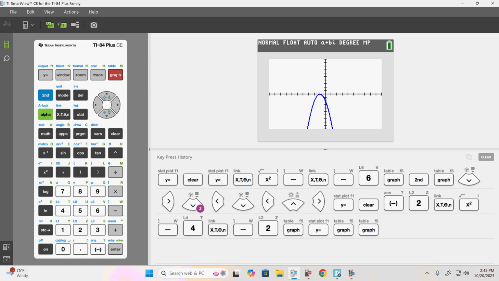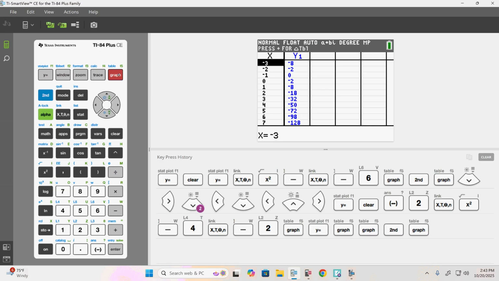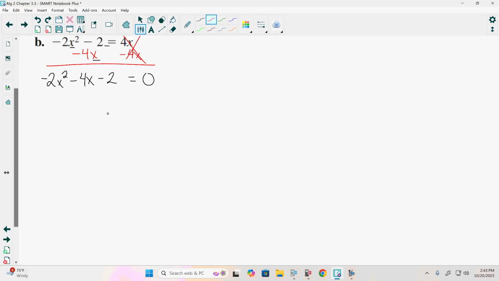Now we can count the hash marks, or we can go second graph and see what values of x are going to make the y value be 0. And there's going to be one spot for this here, and that x value is -1. So it's telling us that the solution for this here is x is equal to -1.